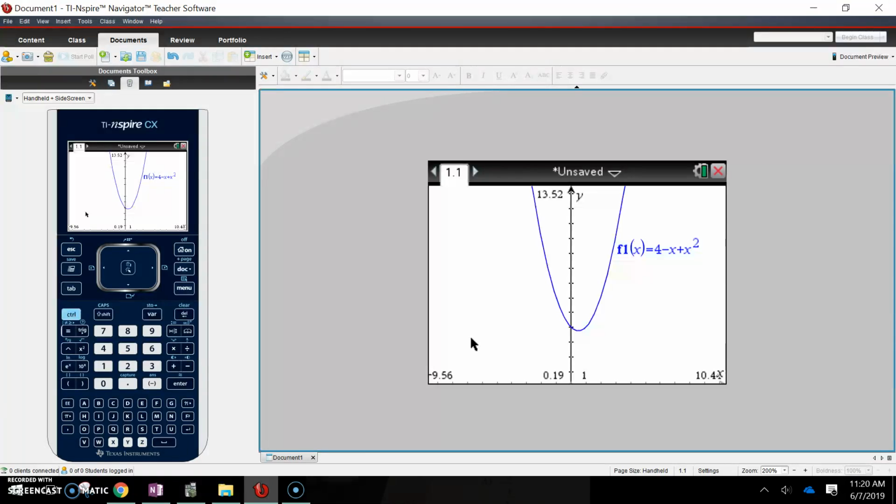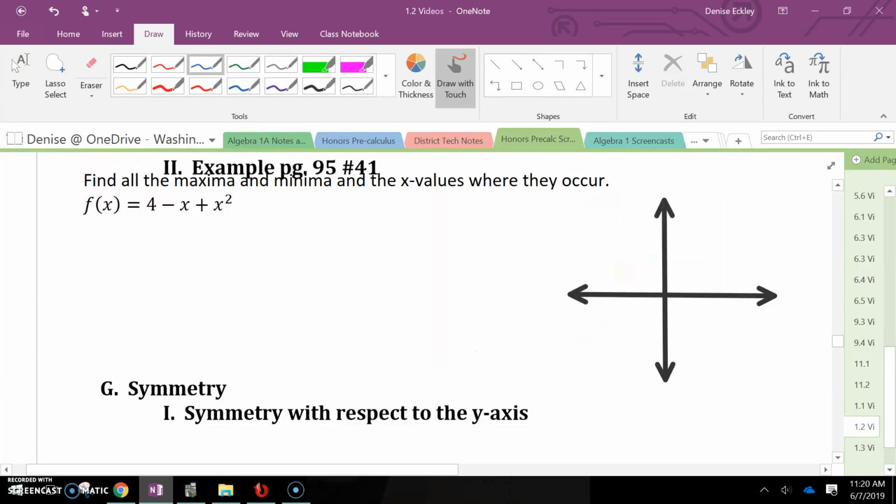So I'm going to go ahead and sketch that. And so we have a y-intercept at 4.